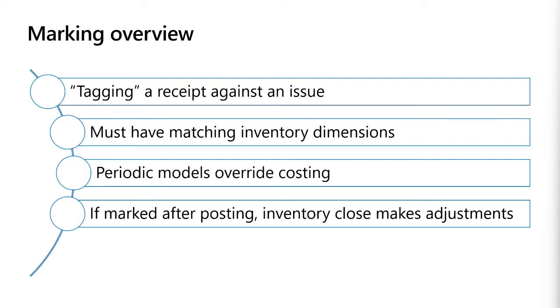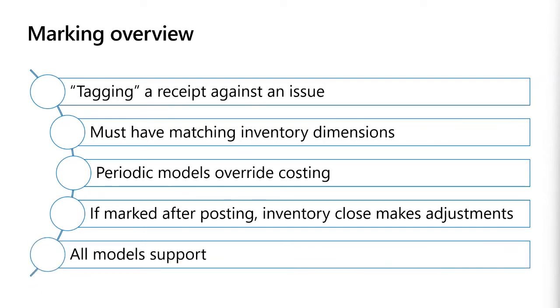If the marking happens after the transactions are financially updated, then the inventory close will make an adjustment to make the receipt and issue costs match. When these adjustments and settlements are created, the system indicates marking in the inventory model principle instead of the costing inventory model that's selected for the item. It's important to note that all inventory models support marking functionality, but not all models use marking to drive actual costing.